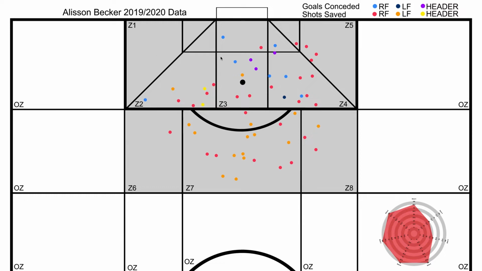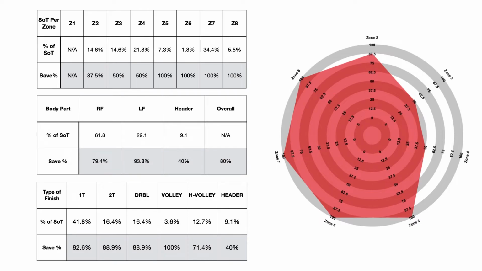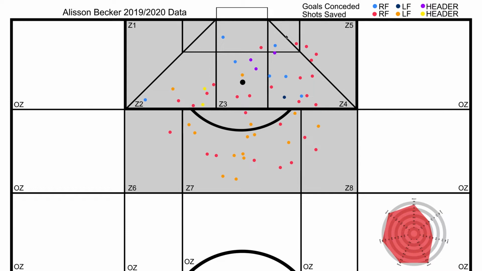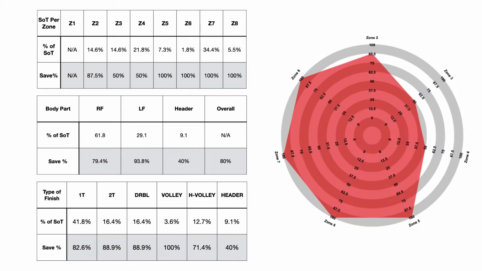Now, if we're interested in seeing even more data for the goals, click this little radar chart down the bottom, and we can see in the top chart, we've got shots on target per zone. So we can see the percentage of shots on target within each zone and Alisson's save percentage. So if we just click back one, if we see within zone 4, he's conceded quite a lot and he's made quite a lot of saves. Okay, so it's quite an equal amount for each. So then if we click back on the data, we can see that within zone 4, Liverpool are conceding 21.8% of their shots on target within this zone, and Alisson's save percentage is 50%.